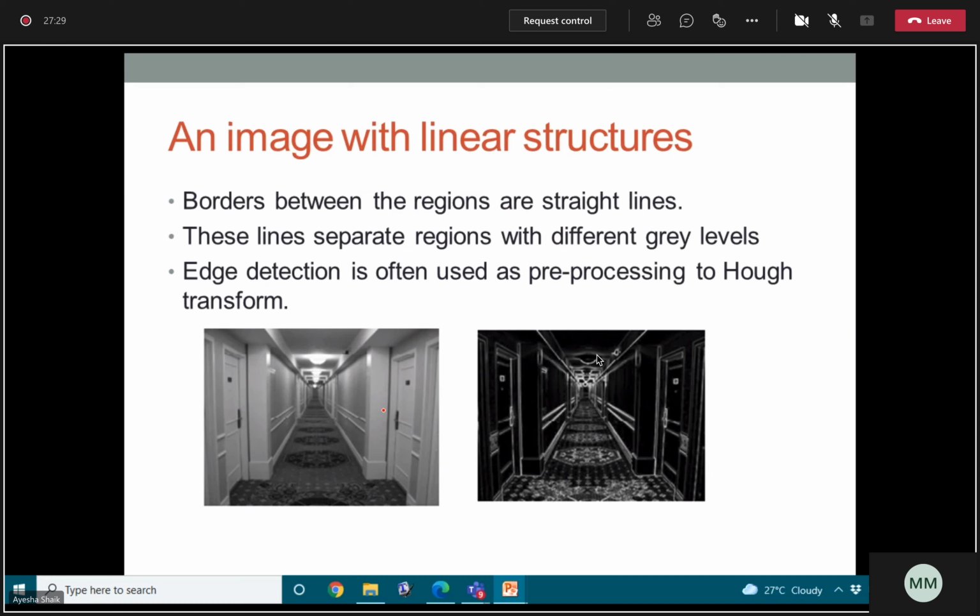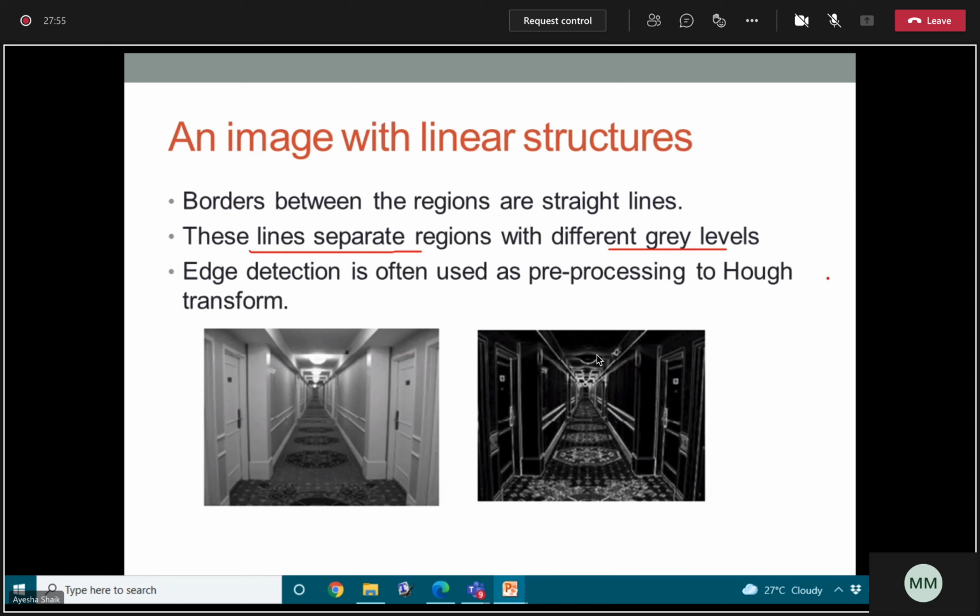If this is an image with linear structures, whatever borders we are seeing here are nothing but straight lines. These lines separate regions with different gray levels. Here you can see the gray values will be different compared to this part, and here again there is some change. So this we can consider as a straight line.